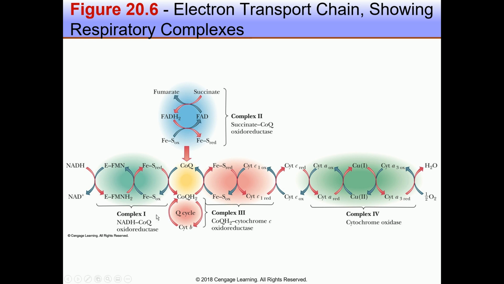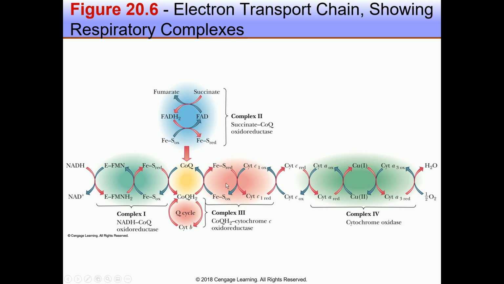So this is basically showing you all the protein complexes. This is complex number 1, complex number 2, complex number 3, complex number 4. In complex number 1, there are some proteins which are called flavoproteins, and they have FMN as the coenzyme, flavin mononucleotide, and there are some proteins which have iron and sulfur in them. We call them iron and sulfur proteins. So they're part of complex number 1.